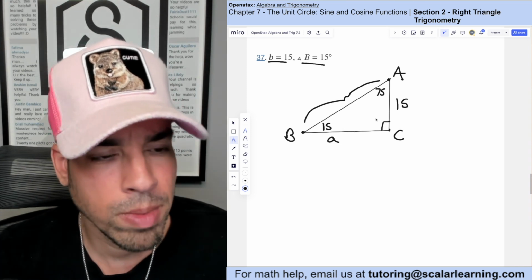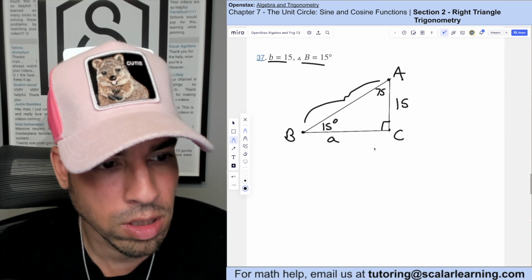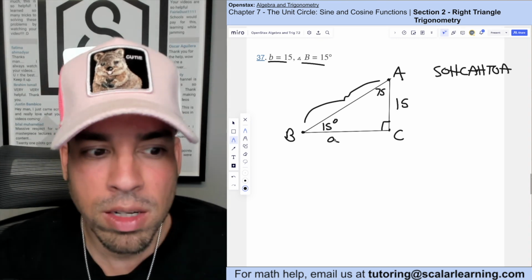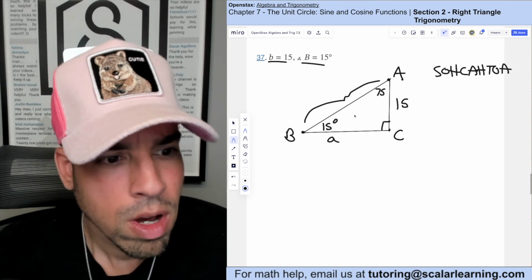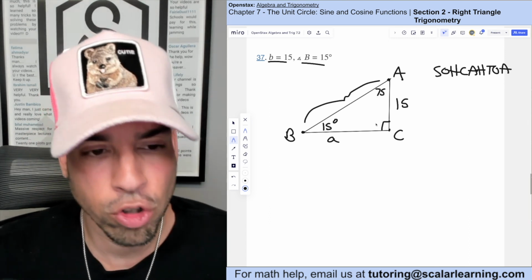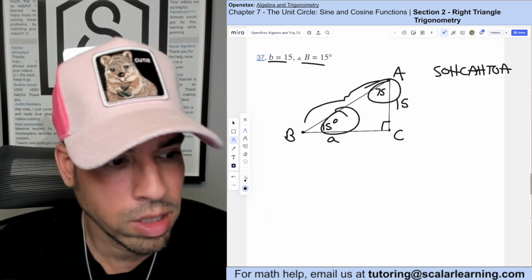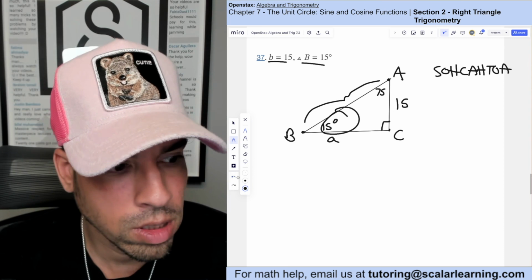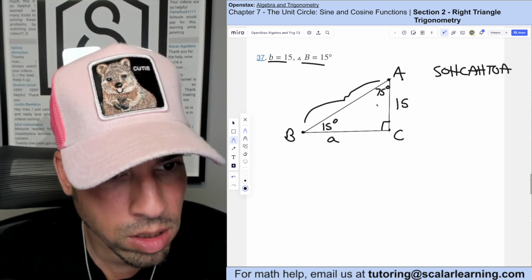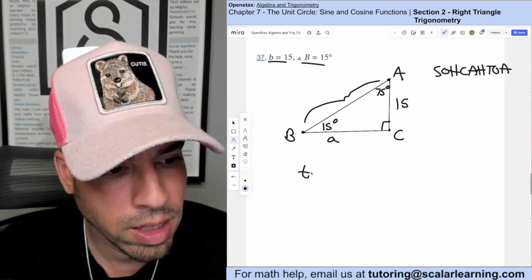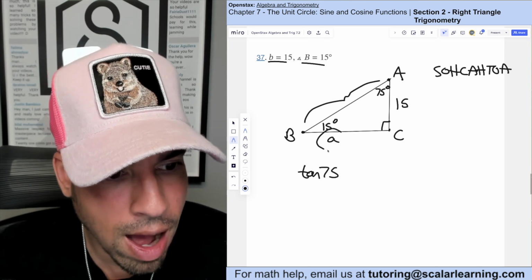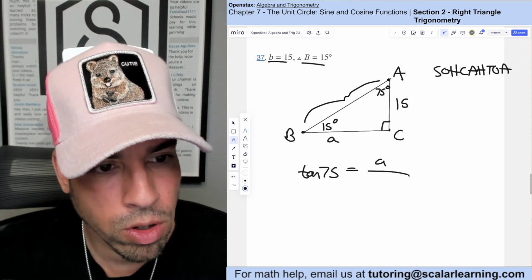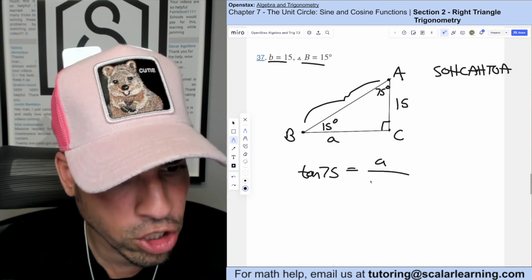So first, what I'm going to do is I'm actually going to use tangent as my first function. The reason why is that's going to allow me to solve for A. So I'm going to do this a little strategically. I could do 15 or 75, right? I'm going to choose 75 because it's going to save me one step, and I'm going to show you why. So if I take tangent of 75, I get opposite, which is A, over the adjacent side, which is 15.